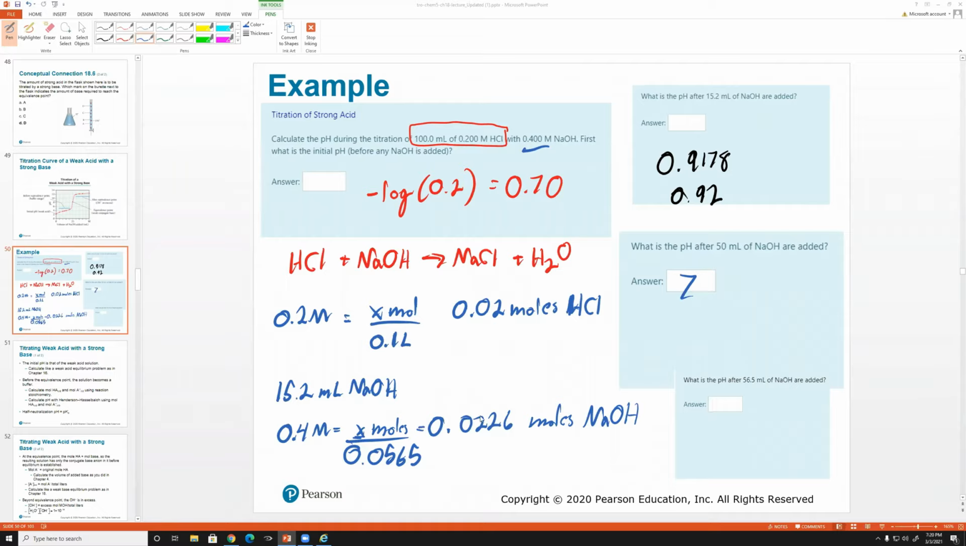So I'm asking, now that we know from adding 56.5 mils of NaOH that we have a little bit more NaOH than we have HCl, what does that mean? Or how do we find the pH? What do we do from here? So what's your approach?